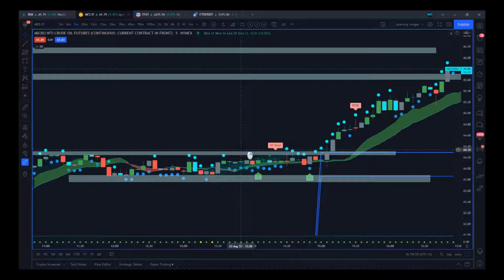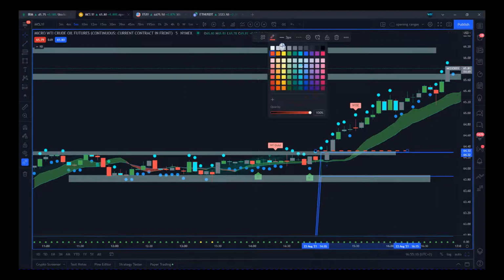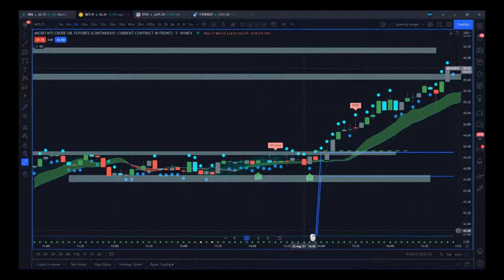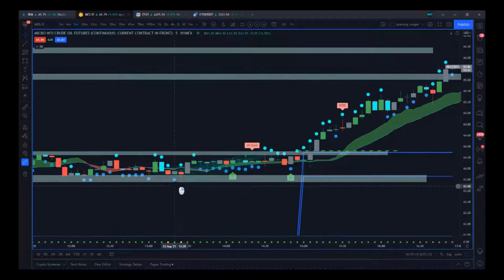So the entry, my entry was 64.32, which was just above this resistance zone, if you like. So that was my entry here. I'm going to put that in green. Okay, and my stop was just below this low just here, so below this support zone. Big wide stop to begin with, but you need to give it a little bit of room there. So let's just draw that stop in here.